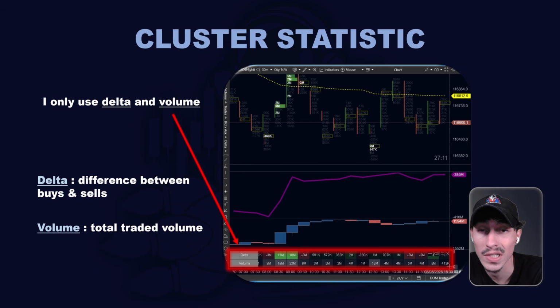Personally, I only use the delta and the volume. I don't need all the other information such as volume per second and everything, but again, you're free to adapt this to your trading style and to use different things. Delta, by the way, is just basically a difference between the buys and sells, and the volume is very simply the total traded volume in the candle.